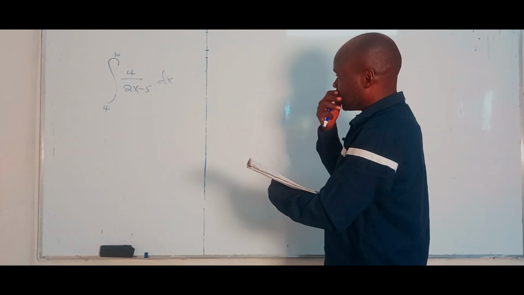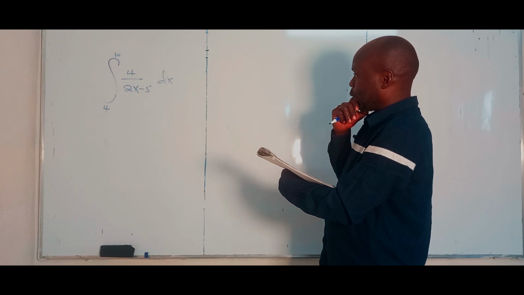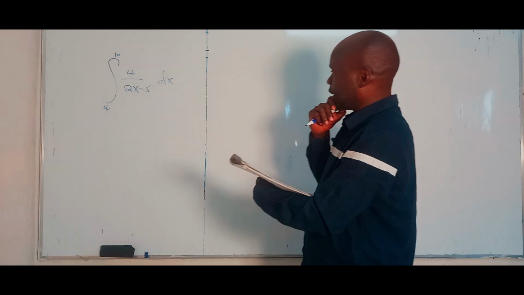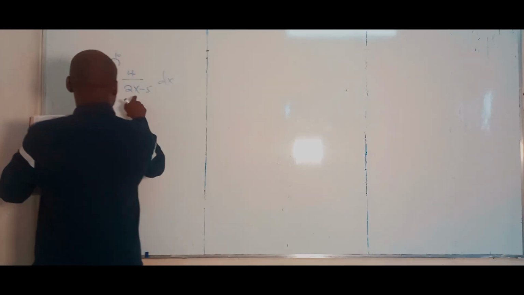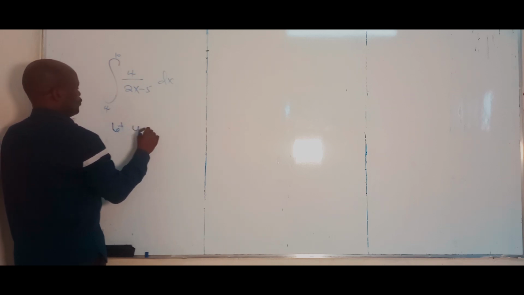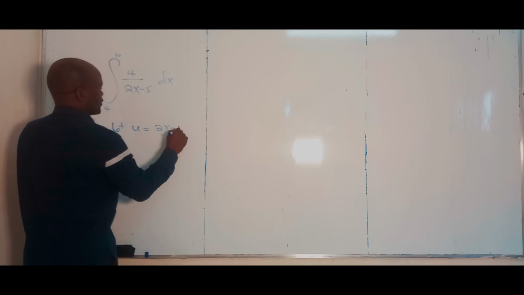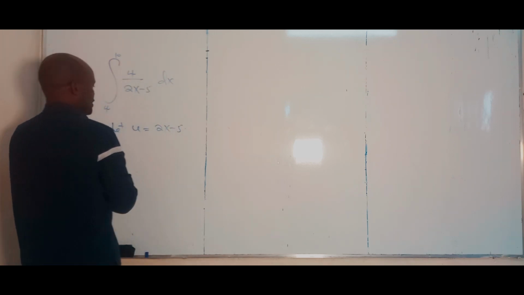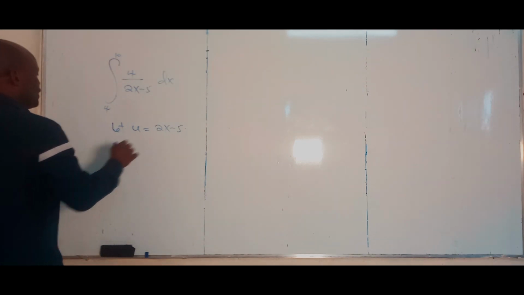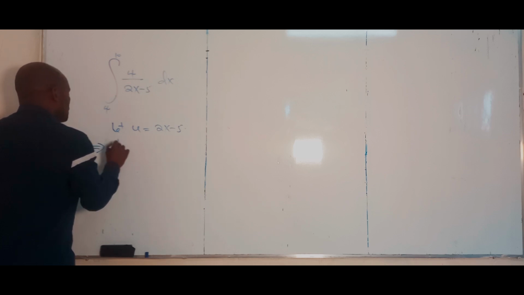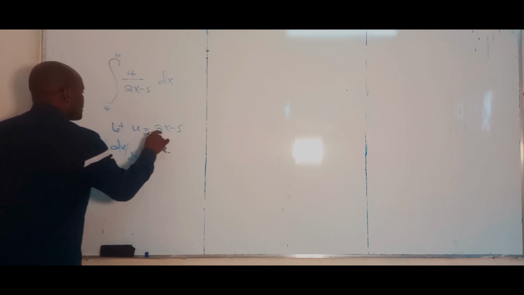So for us to find the solution, one first step that we need to take is let u be 2x minus 5, the denominator here. That will mean that du/dx is 2.